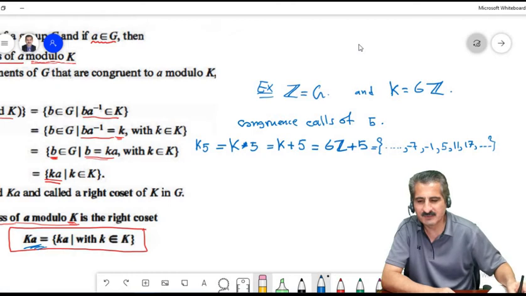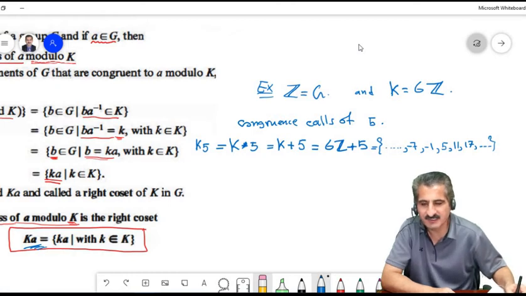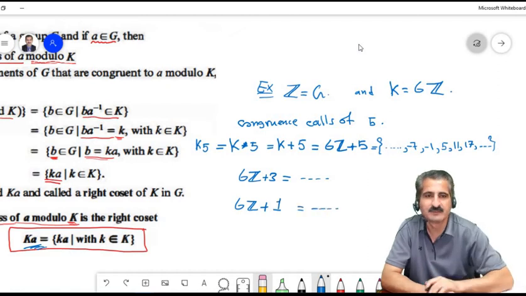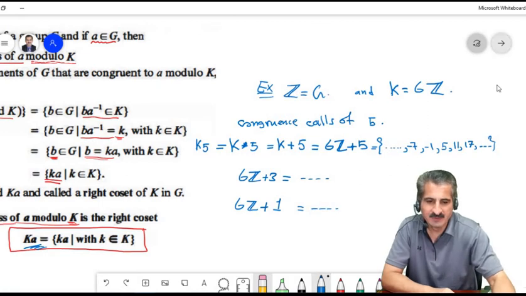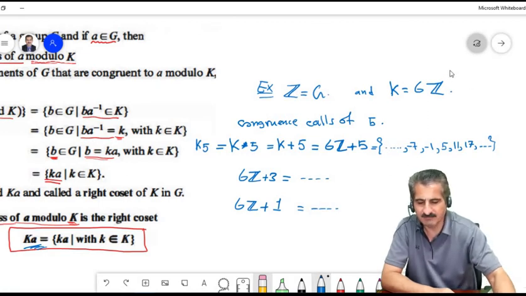What about the congruence class of 3? 6Z plus 3, and you know what that equals. What about the congruence class of 1? And here we go. Good, so we have seen these things before. Now let me continue here.